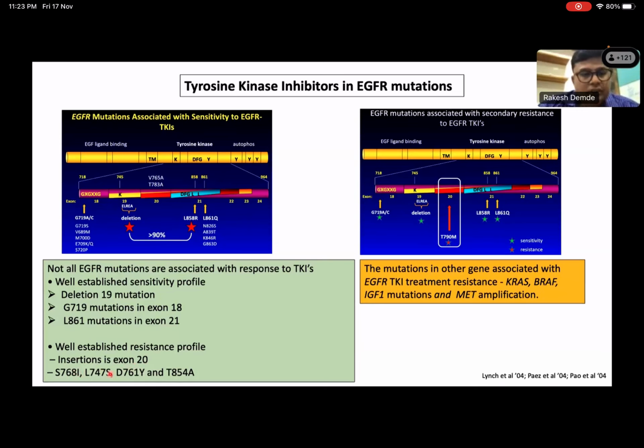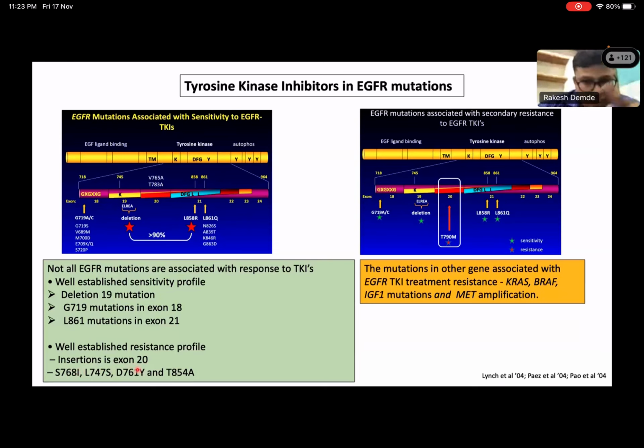There are other point mutations or missense mutations that occur in various codons: 768, 747, 761. So in molecular diagnostics, specifically in lung adenocarcinoma, we have to specify what codon and what exon the mutation is in, because drugs are available to treat such mutations.